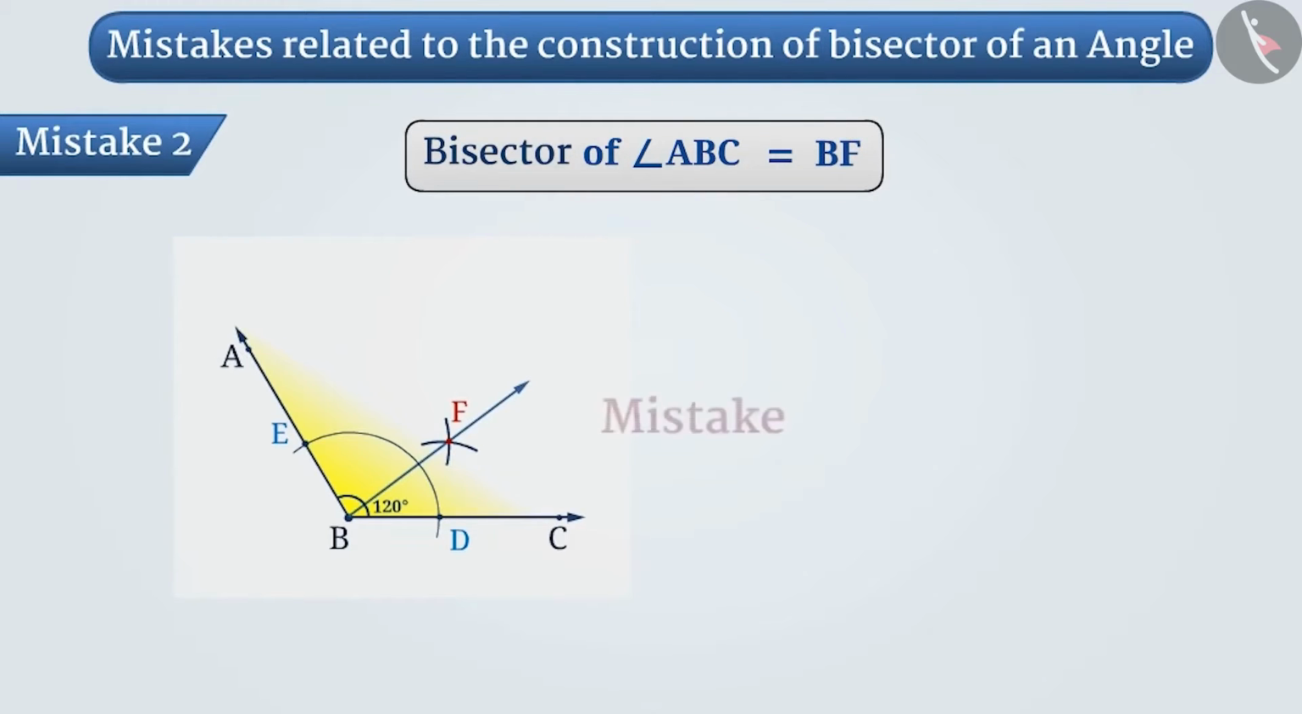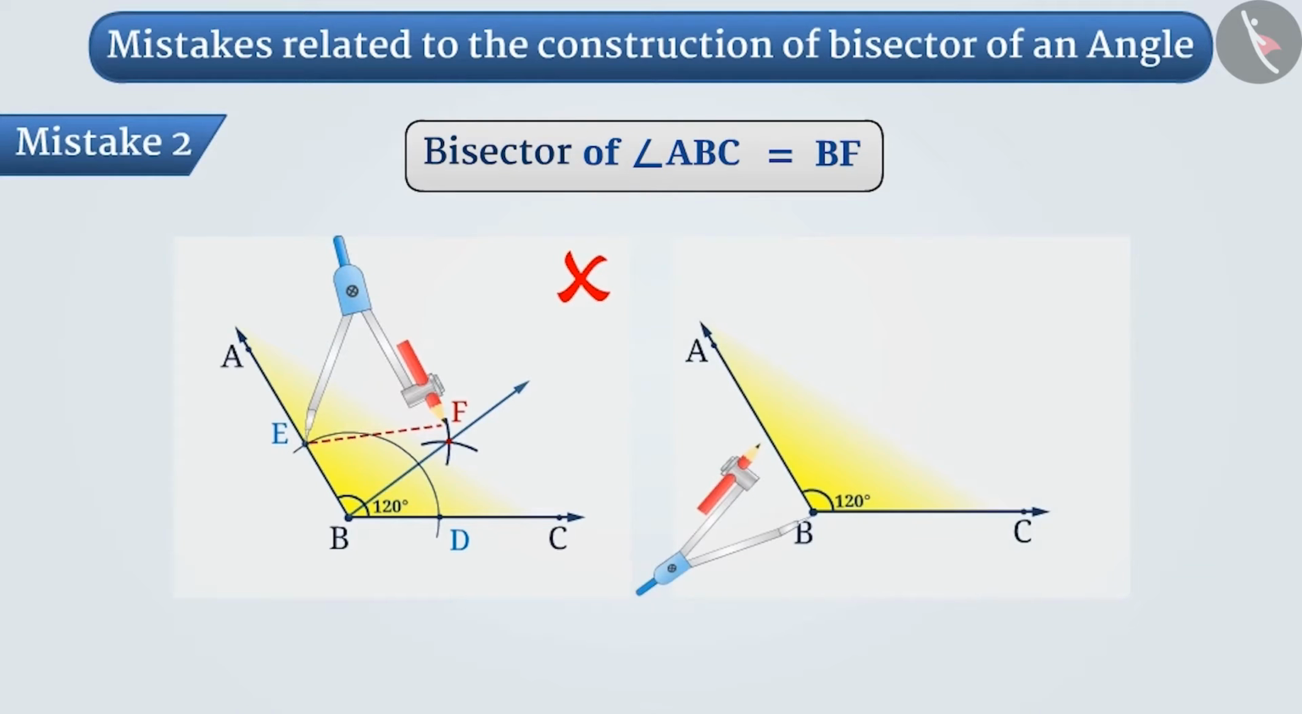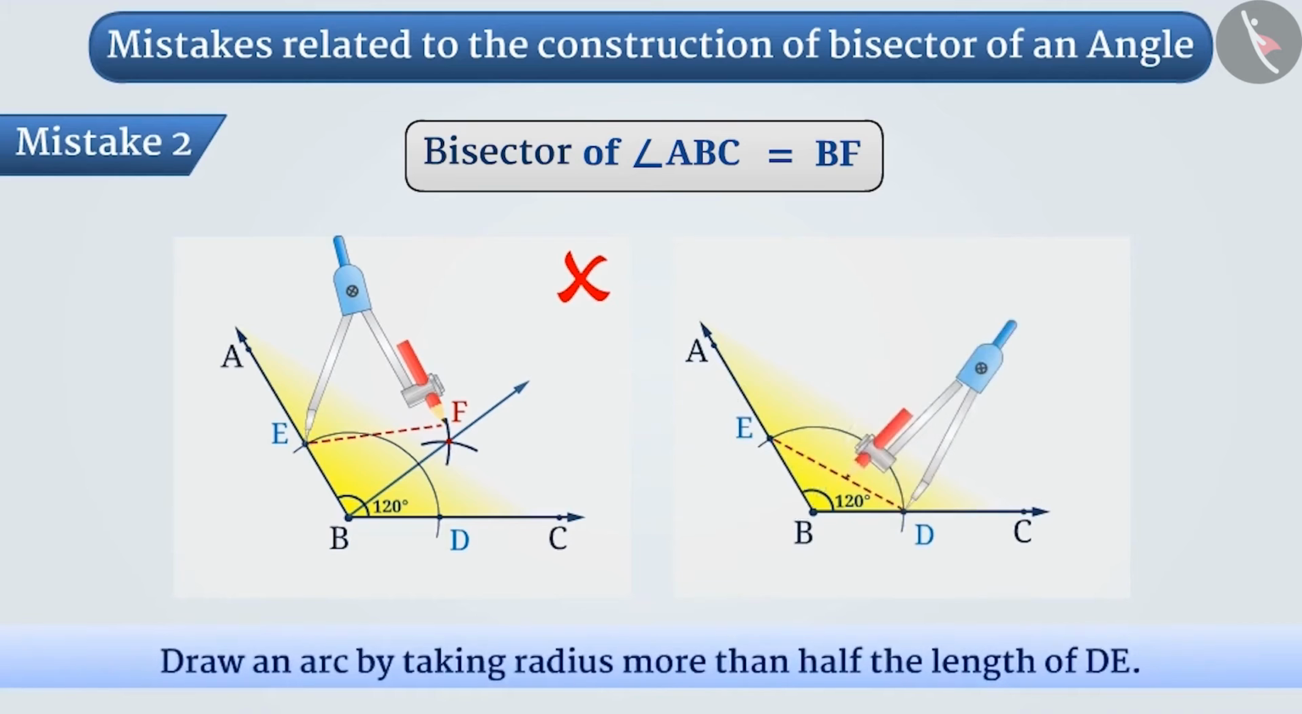Can you tell what went wrong here? Think for a while. You are absolutely right. It is wrong to change the measurement of the compass here. Keep in mind, when you make an arc cutting the arms of the angle, then take more than half the distance of DE in the compass. This will allow you to draw arcs cutting each other from both intersection points.